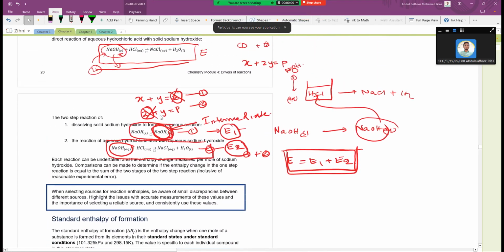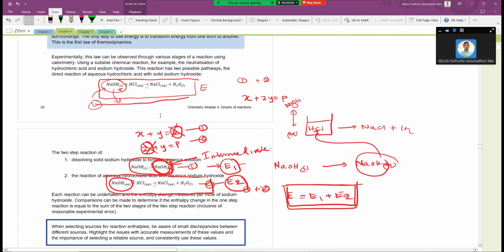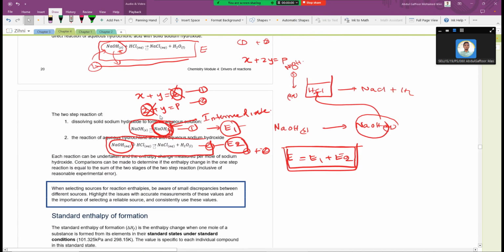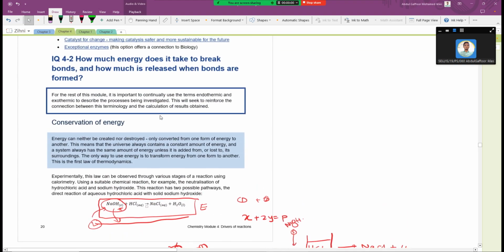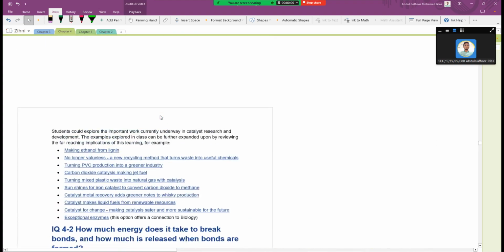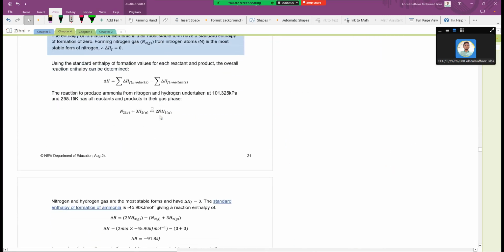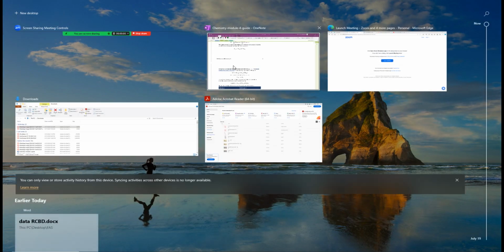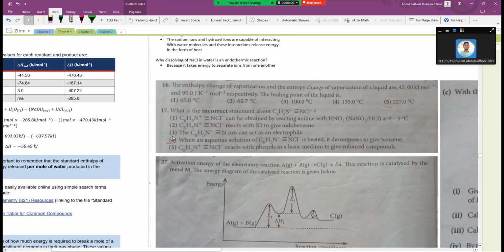Okay, so in the last class we discussed till this point as far as I remember. Now, today we will continue with standard enthalpy of formation. I have sent some questions, right? So you can try them. Before we study this standard enthalpy of formation, let's go back and try some questions.